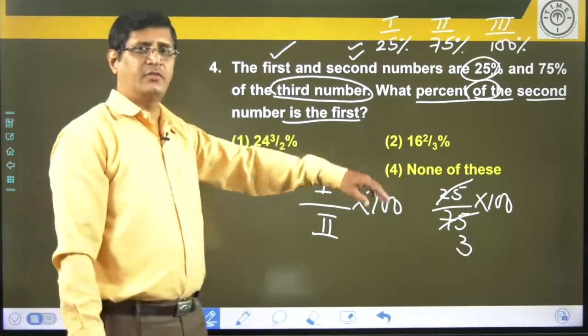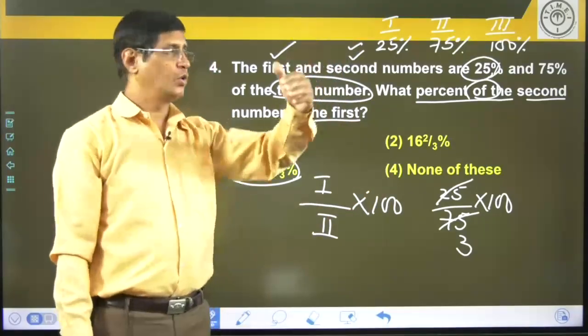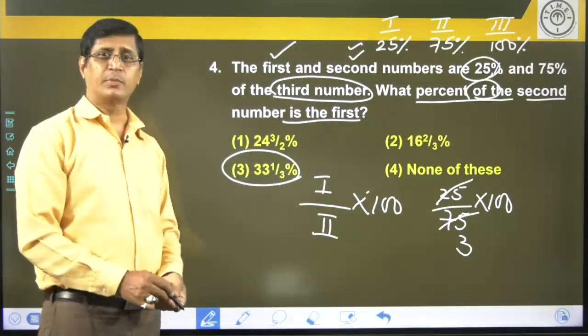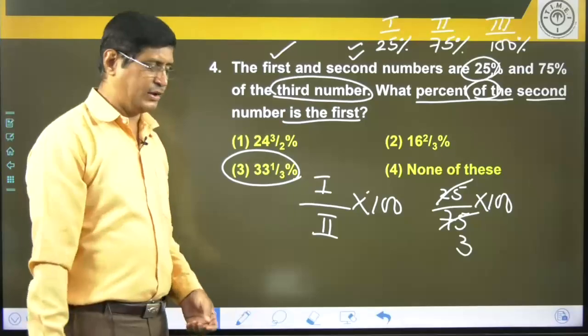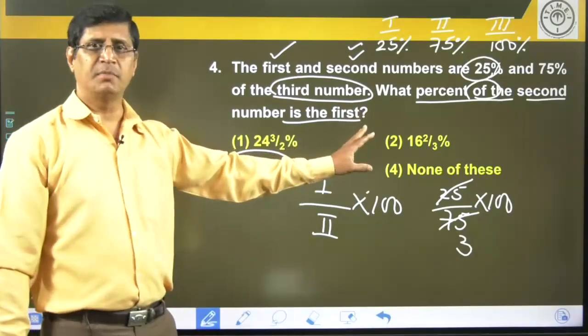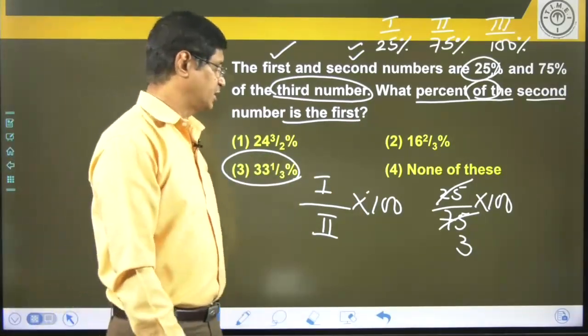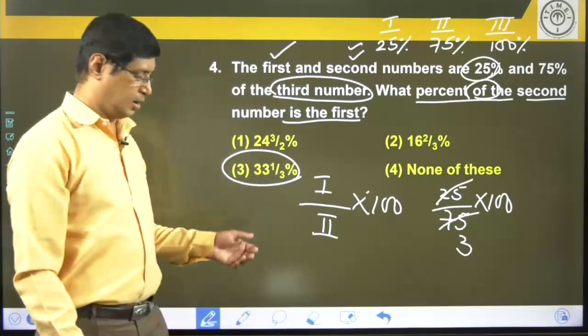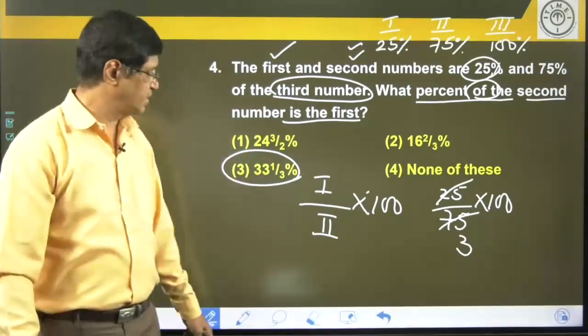Okay, 1 by 3. 1 by 3 means reciprocal values. 1 by 2, 1 by 3, 1 by 4 up to 1 by 12. Reciprocal values మీరు memorize చేస్తే you can mark the answer easily, comfortably. So right choice here, option number 3. Third choice is the right answer.